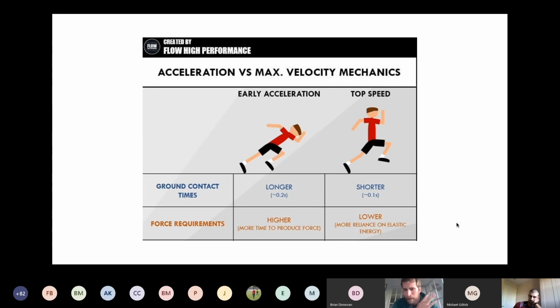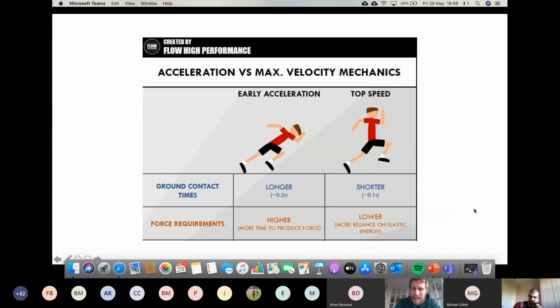As you transition to max speed, your contacts on the ground become lighter. Your force produced in the early acceleration is higher, and when you transition to top speed, you're not producing as much force. It's more to do with your elastic energy, that bouncing effect into your maximal vertical projection from the previous slide. Again, it does vary between athletes.